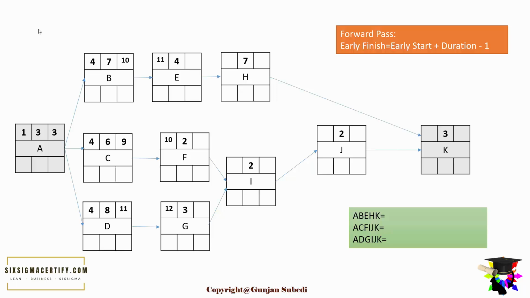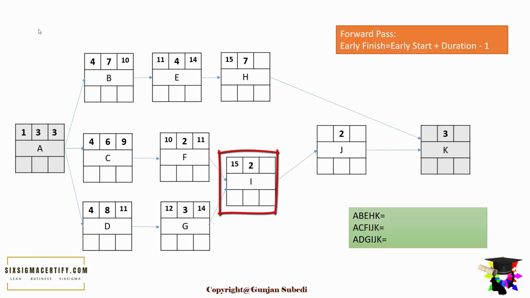By using the forward pass method, we can know the early finish of E, F and G. 11 plus 4 minus 1 gives us 14, 10 plus 2 minus 1 gives us 11, 12 plus 3 minus 1 gives us 14. Similarly, for H, the early start is 15 days, and here is one tricky thing.